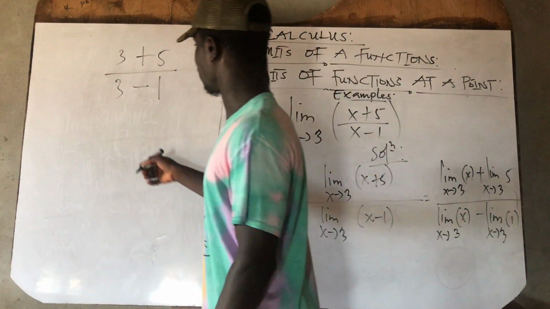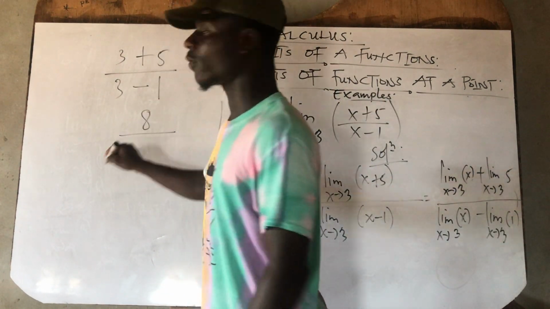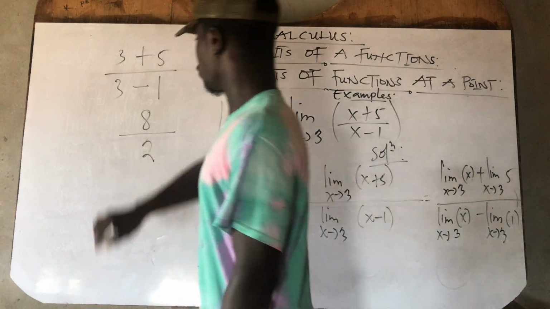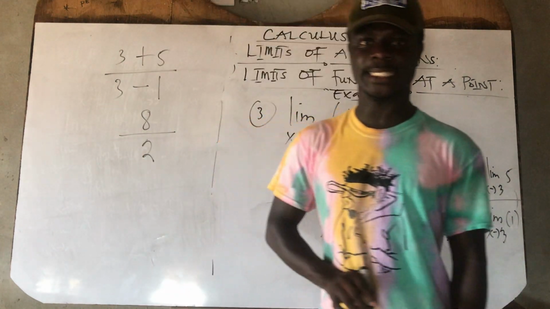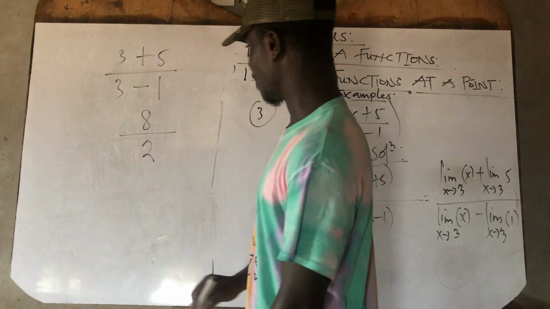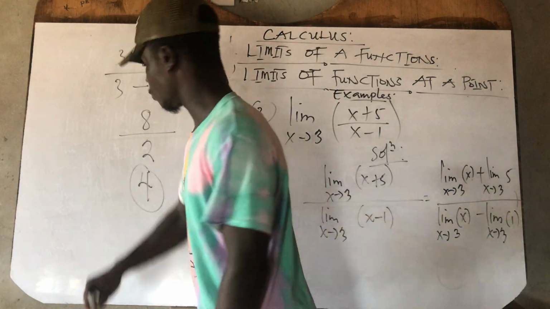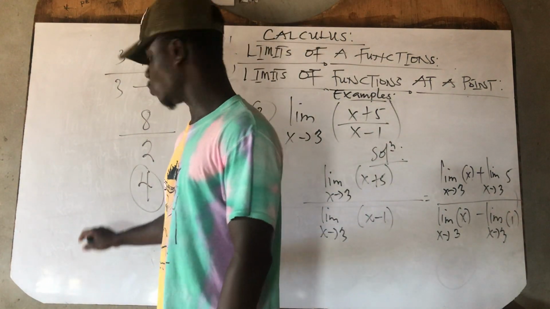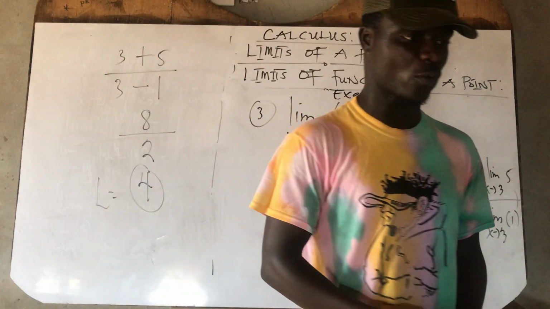So I have 3 plus 5, which gives 8. All on 3 minus 1, we obtain what? 2. So 8 divided by 2, we get what? 4. So the limiting value here is what? 4. The limiting value here is 4. Right.